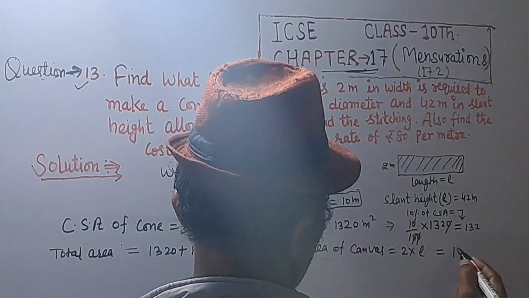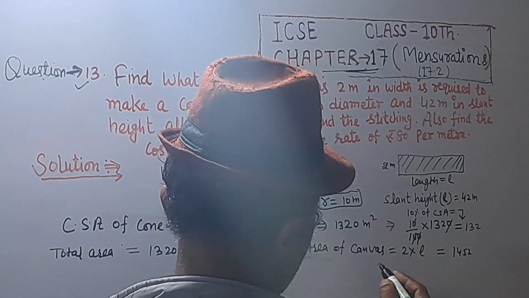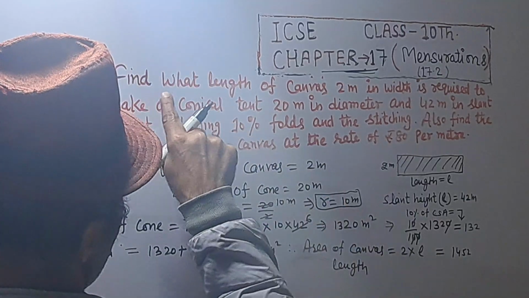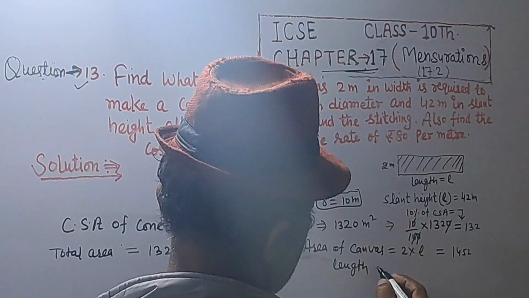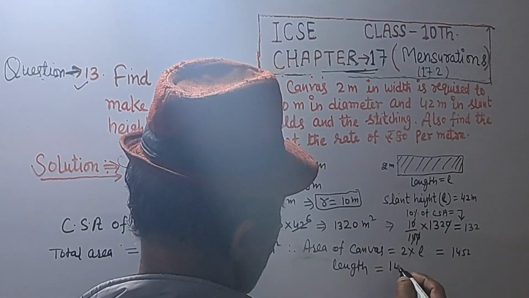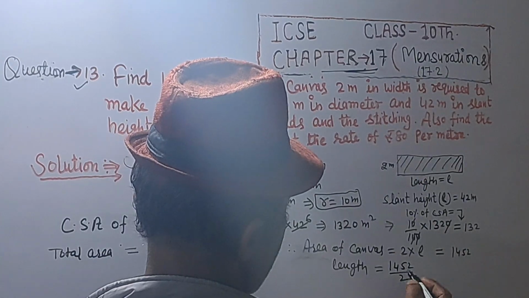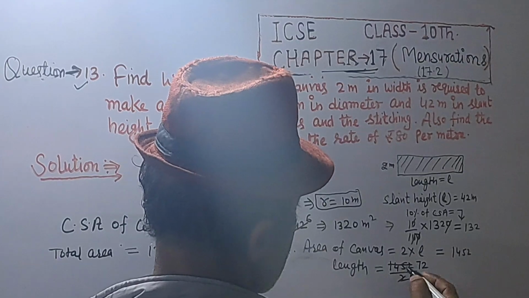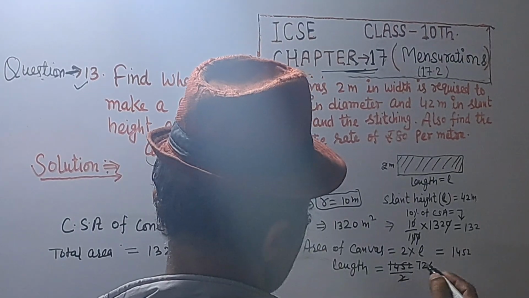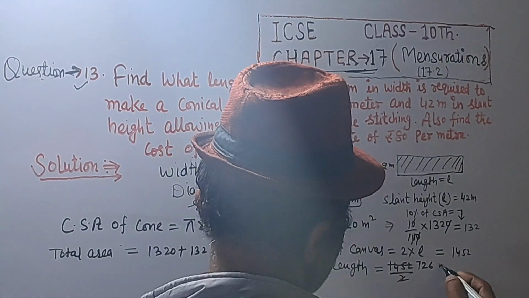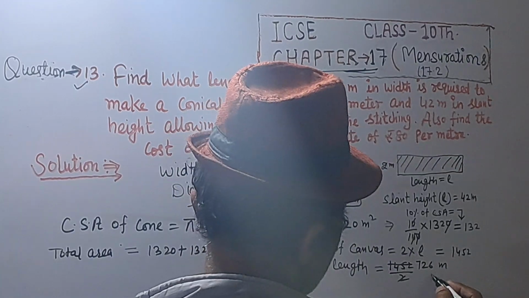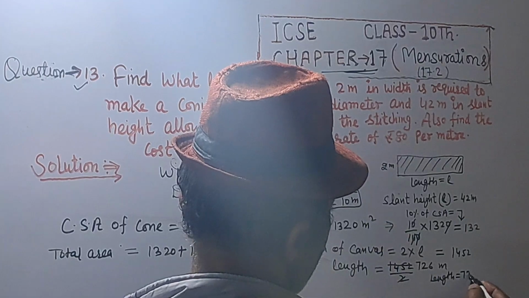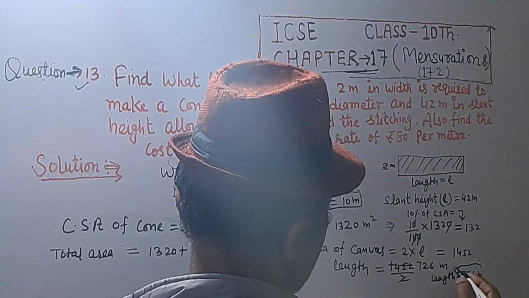That is equal to 1452, and length. Find the length of canvas. Length is equal to 1452 divided by 2, that is equal to 7 2s are 14, 2 2s are 4 and 2 6s are 12. Length is equal to 726 meter.